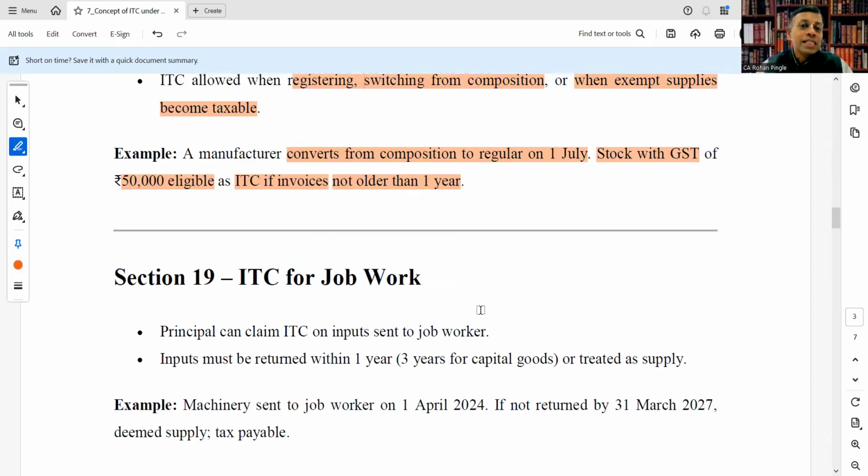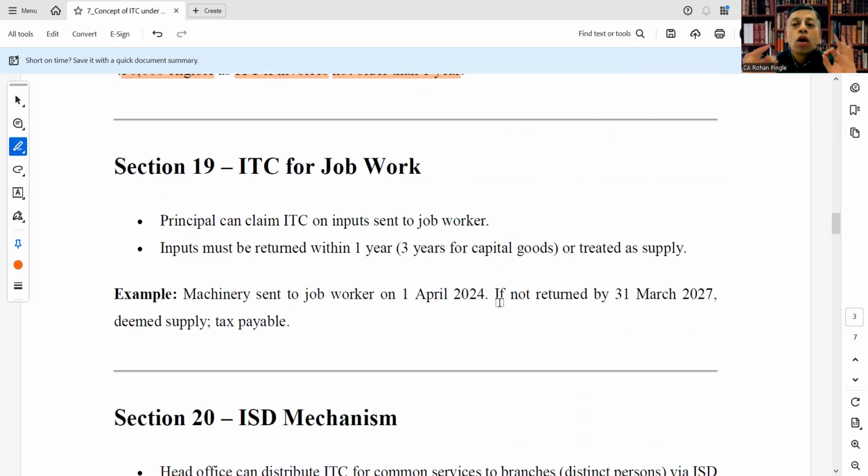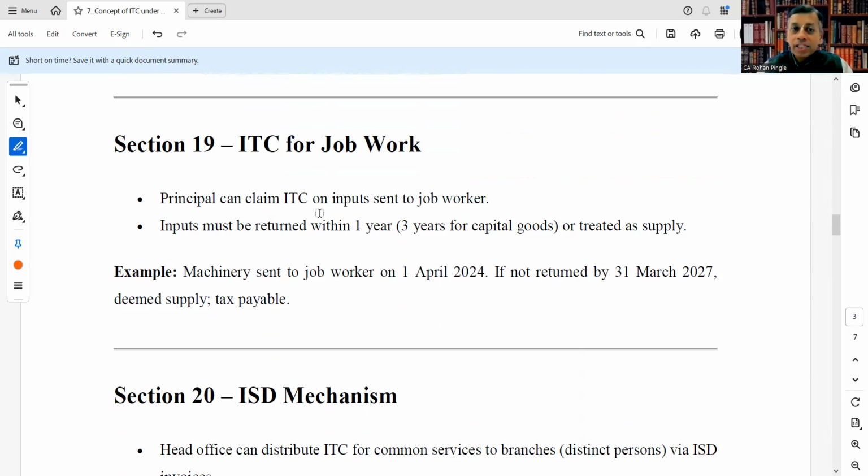Okay. Section 19, ITC for job work. Principal can claim ITC on inputs sent to the job worker. Inputs must be returned within 1 year. This is a condition. It means the principal can claim ITC on inputs sent to the job worker, but what is the condition? Provided the inputs must be returned within 1 year, or 3 years for capital goods, or else treated as supply.